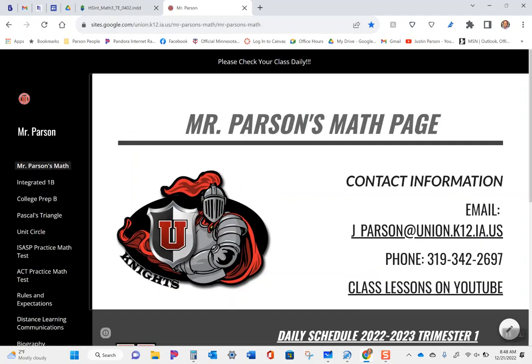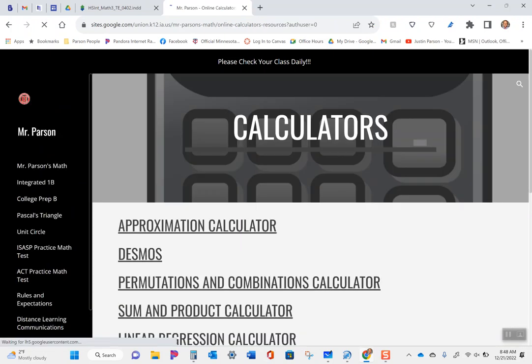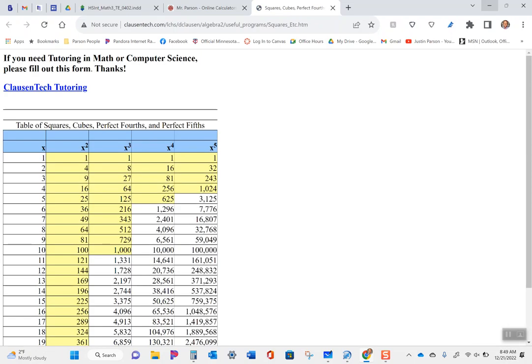Okay. Kids, you remember, so on the website right here, when we go online calculators and resources, you might want to make a note right here in your notes. One thing that I'm going to talk about is perfect nth roots table. There's going to be a link for perfect nth roots. Hopefully it pops up. We're going to have a table of squares, cubes. We're going to be referring to this chart a lot in the future.